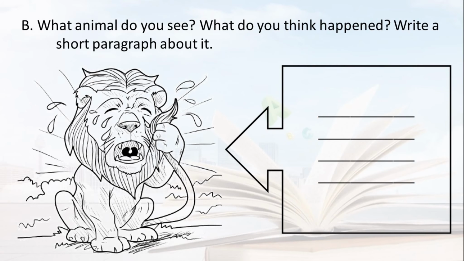B. What animal do you see? What do you think happened? Write a short paragraph about it.